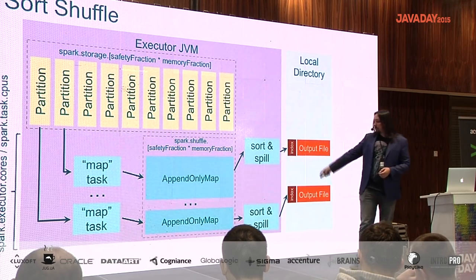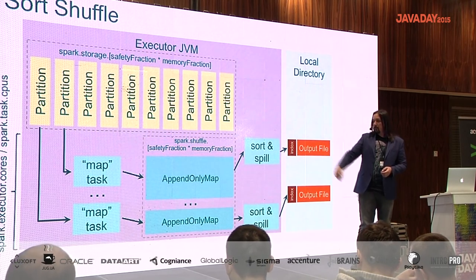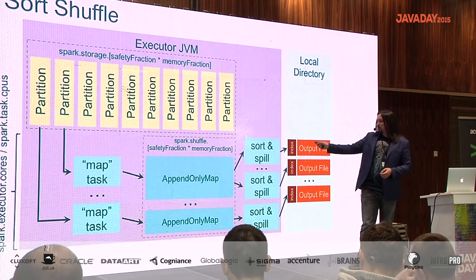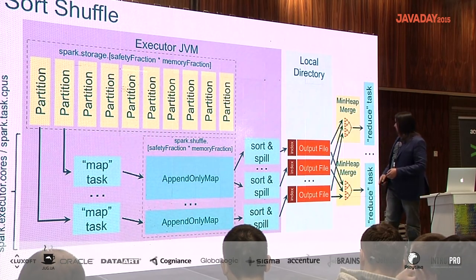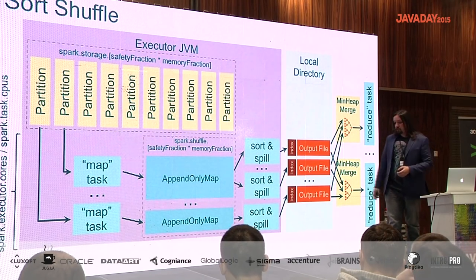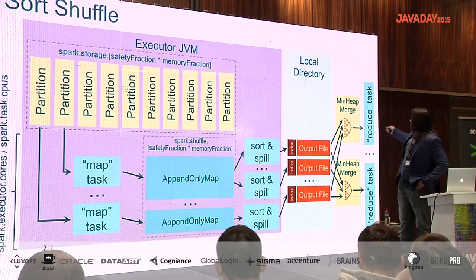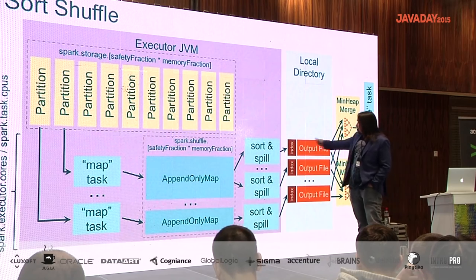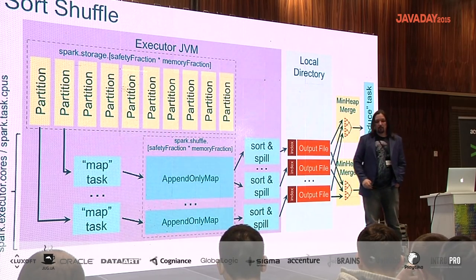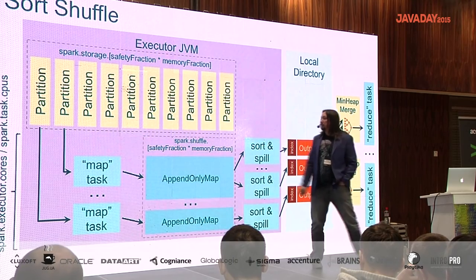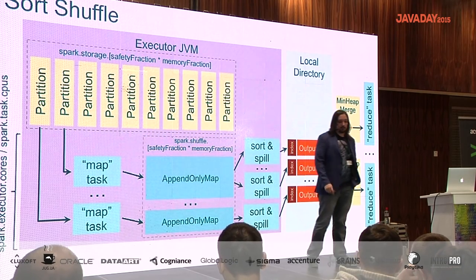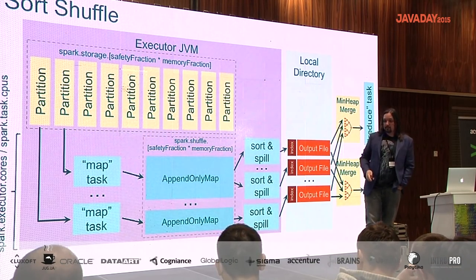Okay, next you get separate append-only maps running in parallel, as you might remember, and each generates additional output files, because spilling might happen many times, so you get chunks of the data, and this way you get a number of output files. And then you get a merge of all these files using a min-heap, and feed it to the reduce tasks. This is how sort shuffle works. So the amount of files created is much, much smaller because it really depends on how much memory you have. If you want to reduce the amount of files created, you can increase the amount of memory dedicated to the shuffle. Or you can reduce the parallelism.